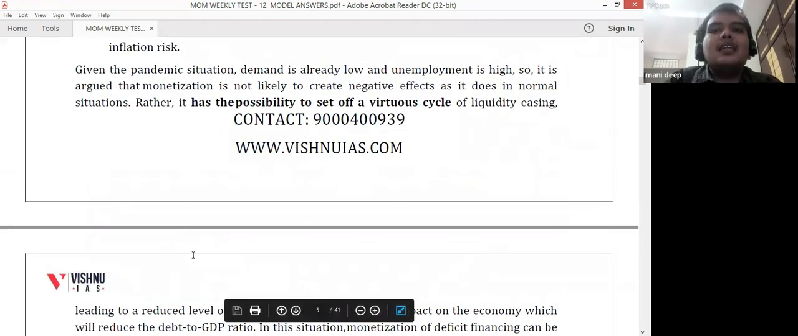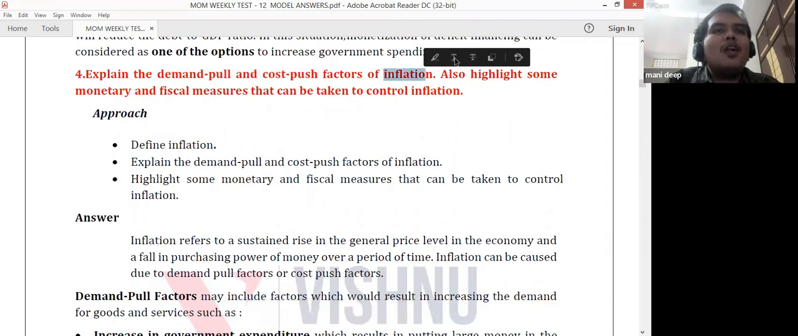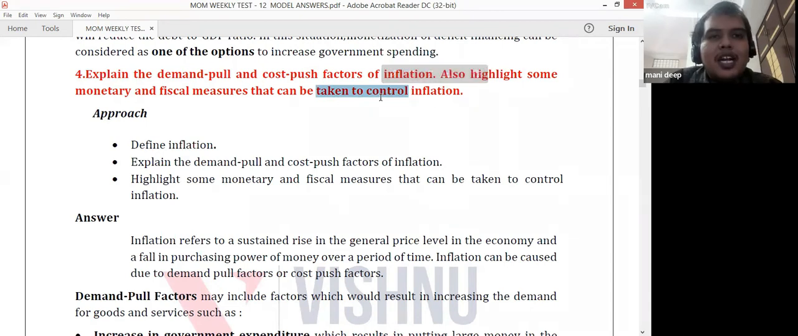Then the third question is regarding the demand pull and cost push factors of inflation. First, you should write about what is meant by inflation. The second part of the question asks you to highlight some of the monetary and fiscal measures that should be taken to control inflation. So first you should write about inflation. Inflation is nothing but a rise in prices. The second part is to discuss demand pull and cost push. You should briefly describe what they are and what factors are involved.